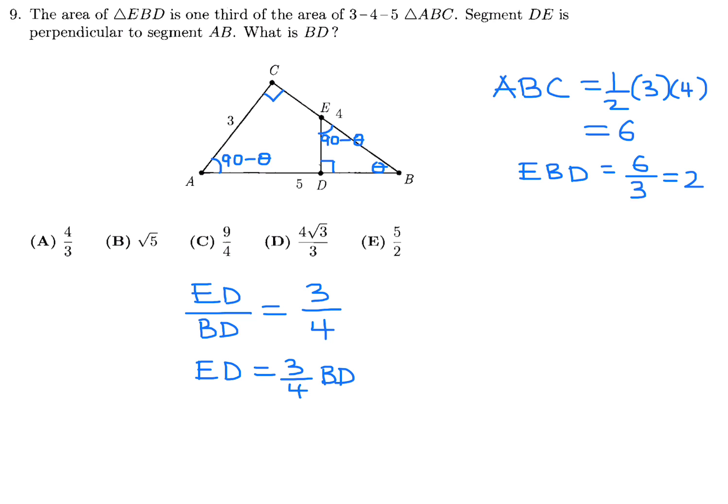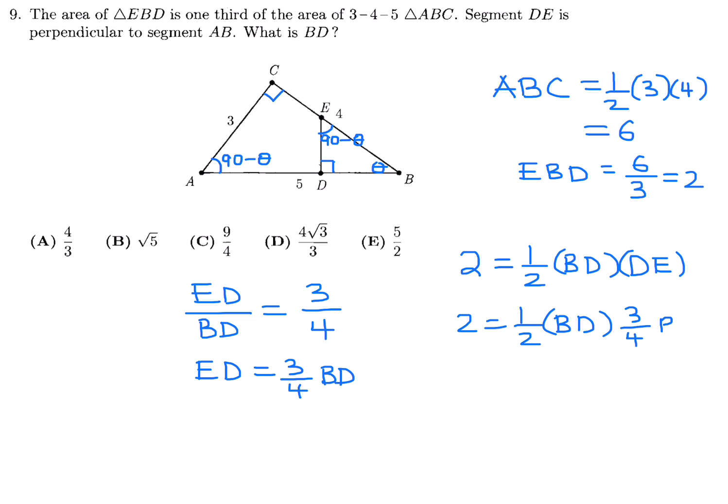And then finally, we just go back and use that piece of information that the area of EBD is 2, and that's 1/2 base times height. The base is BD, the height is DE or ED, whichever way you want to write it. Well, that means 2 is equal to 1/2 BD, and then DE we can substitute. It's 3/4 of BD, like that.